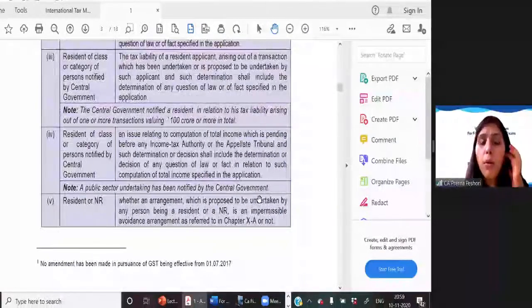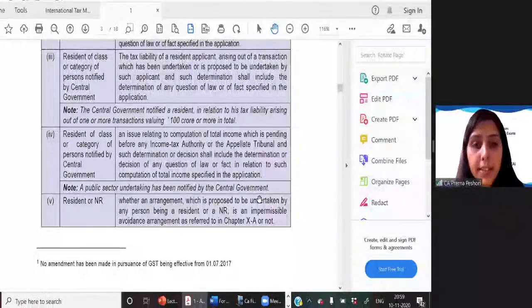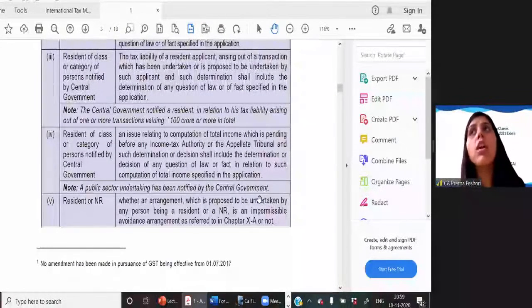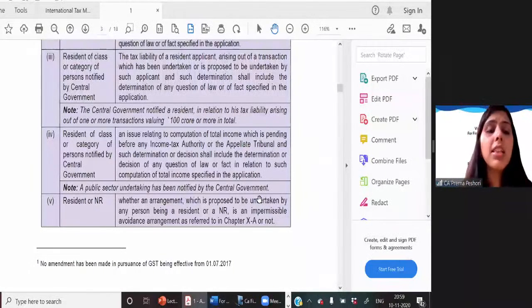Now, one important thing is that a decision can also be obtained from the AAR with respect to GAAR. What is GAAR? General Anti-Avoidance Rule. If a transaction is to be undertaken by any person, whether resident or non-resident, they can understand from the tax authority whether it is in the nature of, or seems to be in the nature of, a tax avoidance strategy. Because if a transaction is motivated by a tax avoidance strategy, then GAAR provisions usually apply. So a resident or non-resident can make an application to determine whether GAAR will apply in this particular case or not.